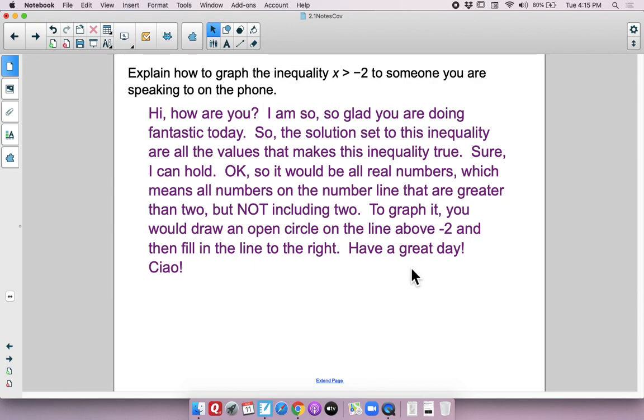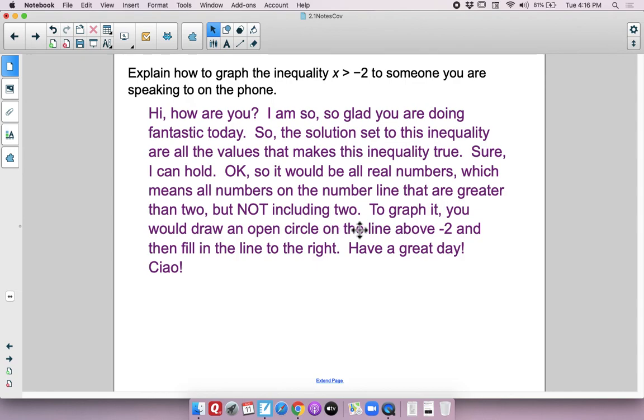So I put, hi, how are you? I am so glad you are doing fantastic today. So the solution set to this inequality are all the values that make this inequality true. Sure, I can hold. Okay, so it would be all real numbers, which means all numbers on the number line that are greater than -2, but not including -2. Yeah, I put 2, it should be -2. Not -2, and not including -2.